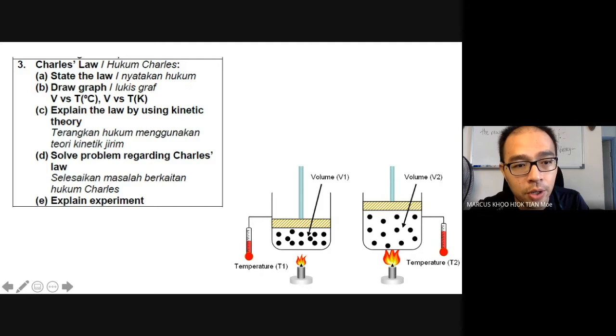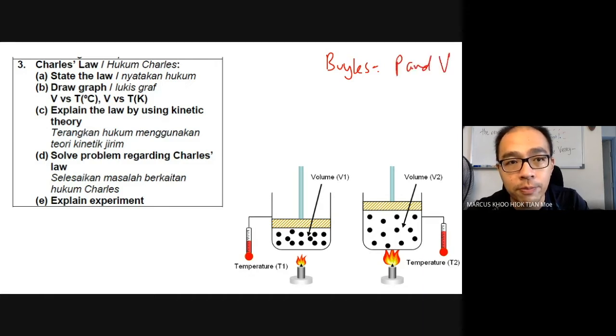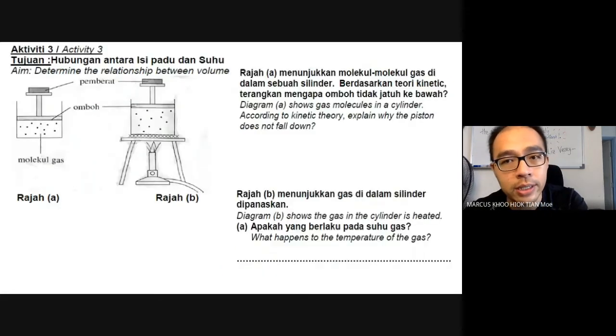The first law we learned was Boyle's law, so just as a recap, Boyle's law relates P and V, pressure and volume. But in Charles' law, we notice that the two things involved here are volume and temperature. So let's take a look at this.